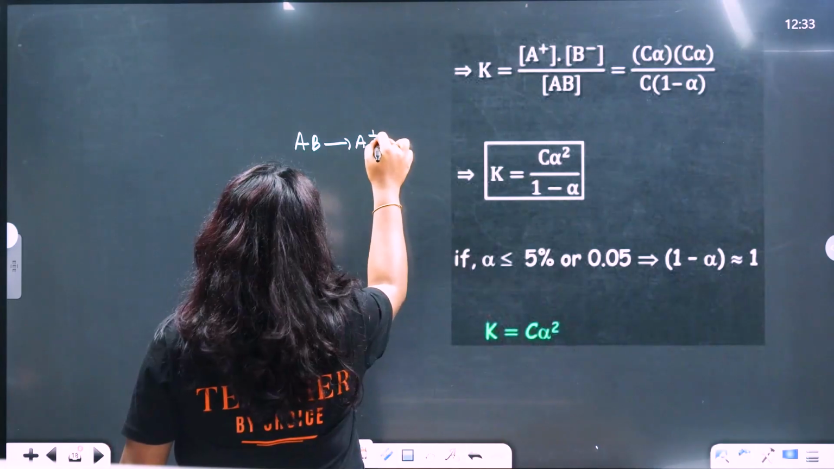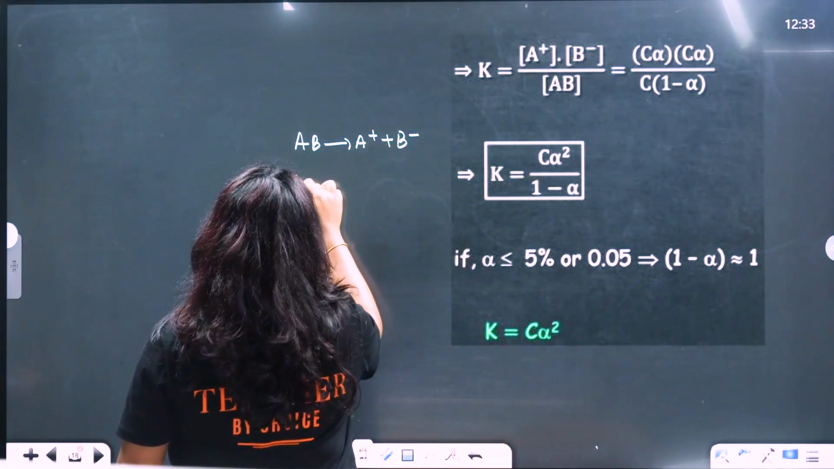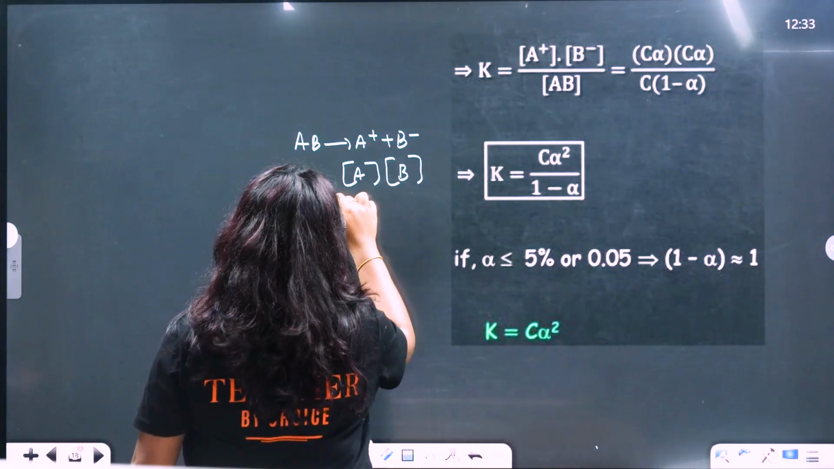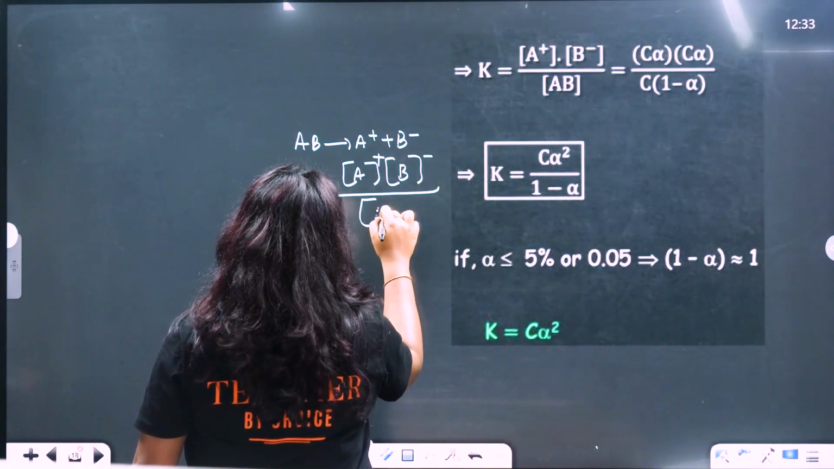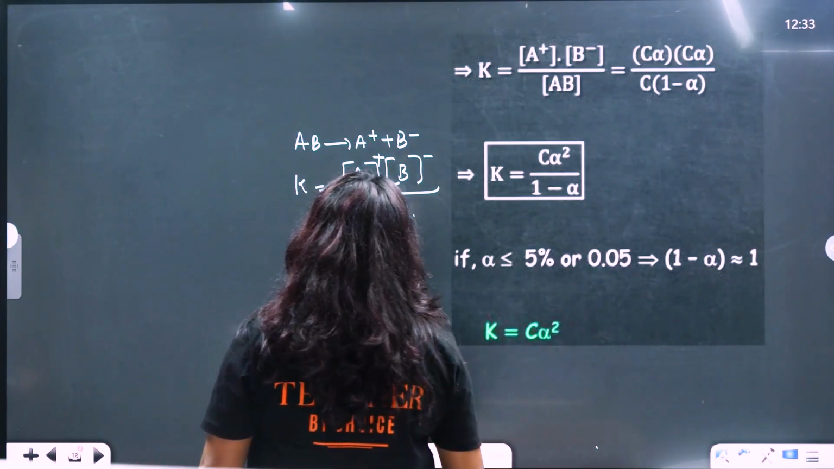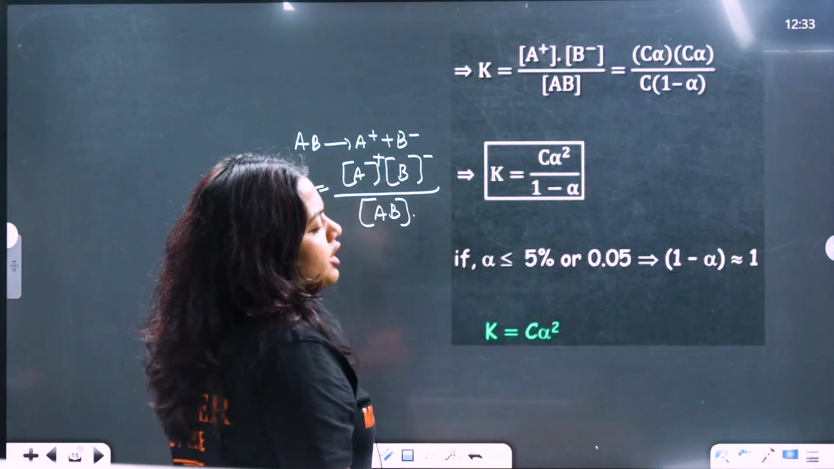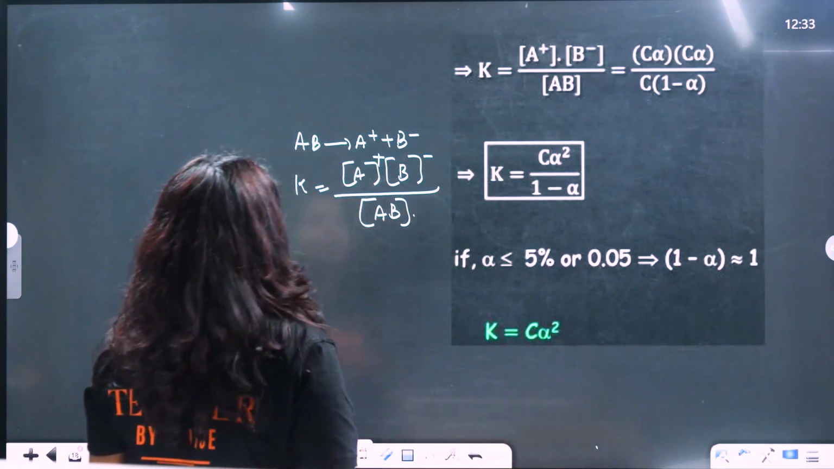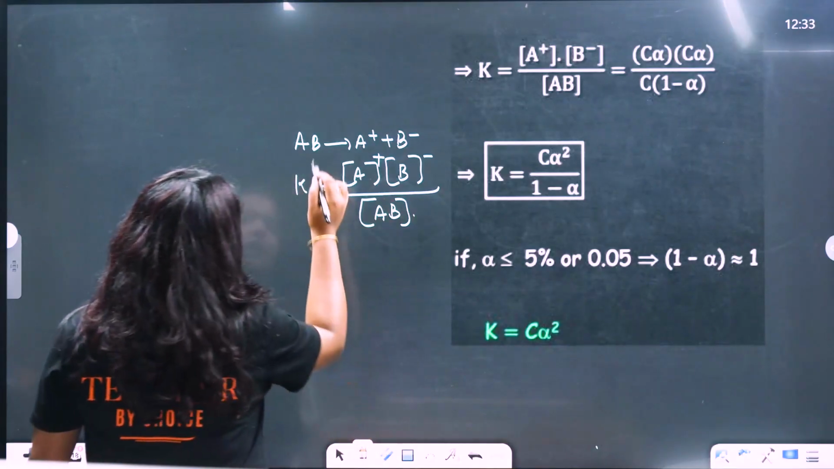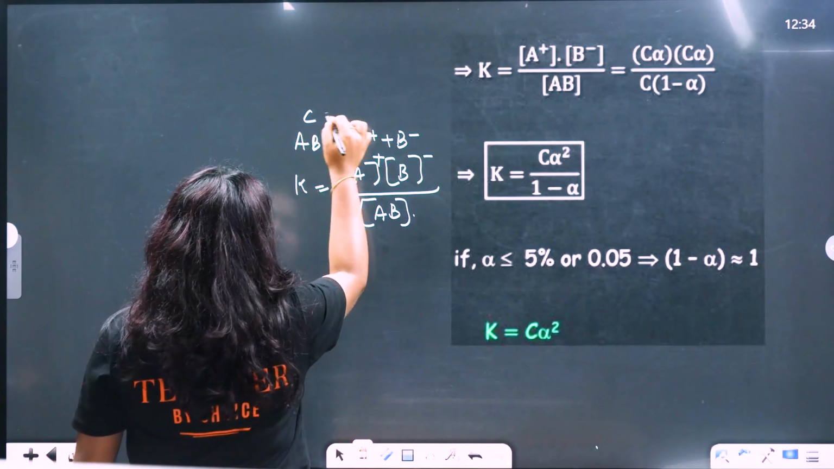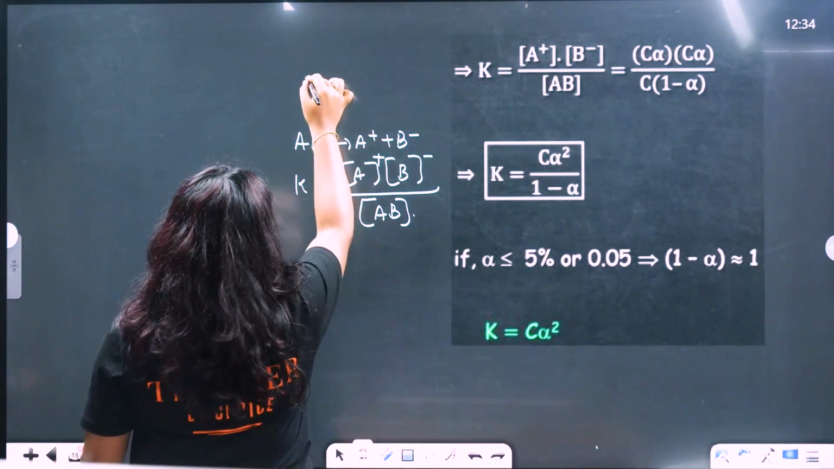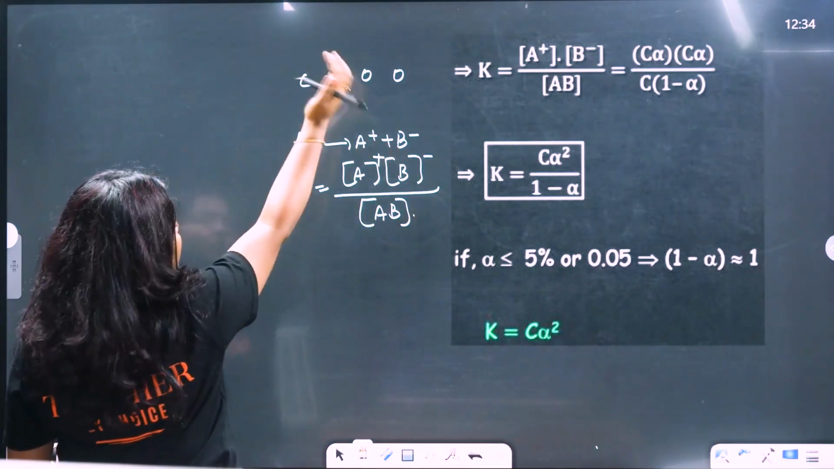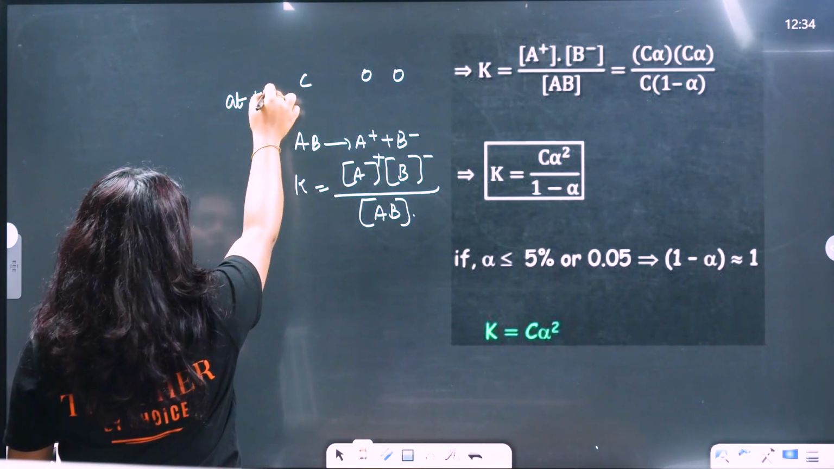AB gives A plus and B minus. So you know that K is equal to the concentration of A times the concentration of B divided by the concentration of AB. Right? The molar concentration of the products divided by the concentration of the reactant is the equilibrium constant. So while we are taking C alpha, it was actually C the first time, the initial concentration. At time t equal to 0 this was C.